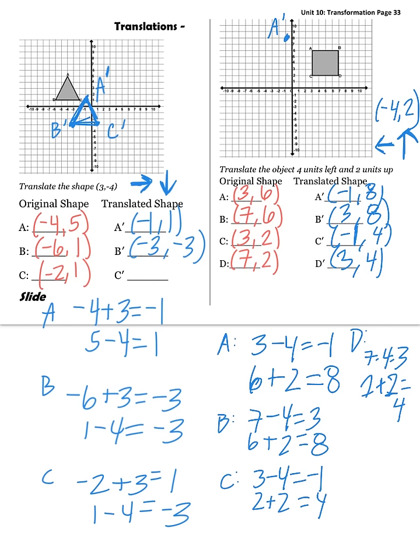So 3 and 8, and that's B prime. C prime is -1, 4. And D prime is 3, 4. And you can also count the squares if that's easier for you. So if we moved A 4 units left, 1, 2, 3, 4, and 2 units up, 1, 2. And same thing for B, C, and D. Let's try one more example.